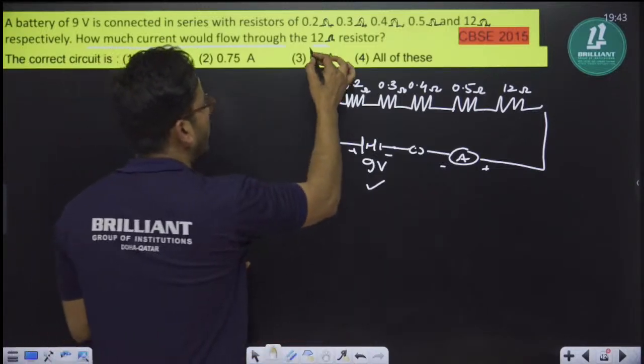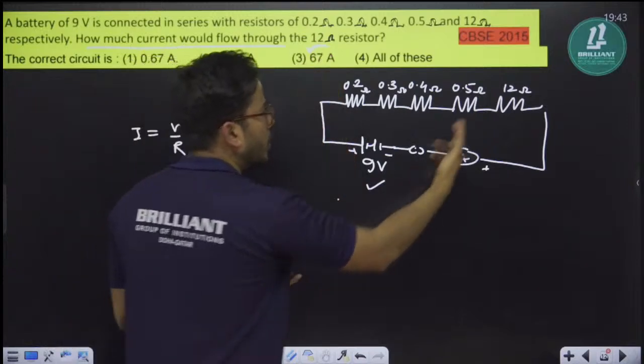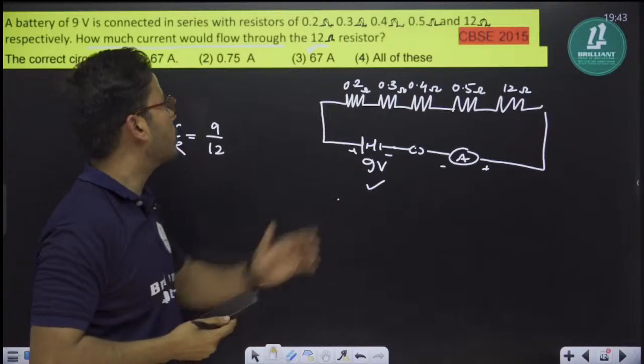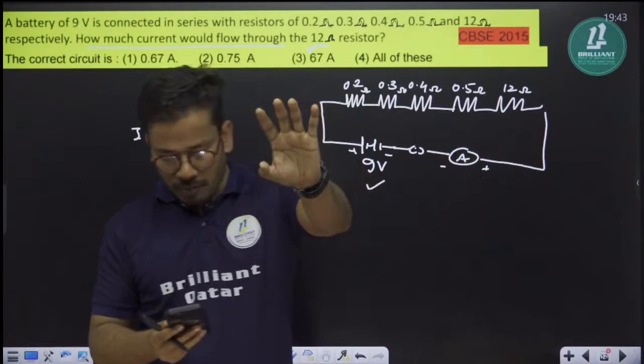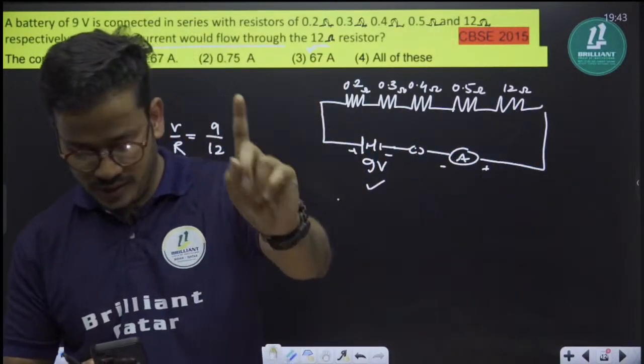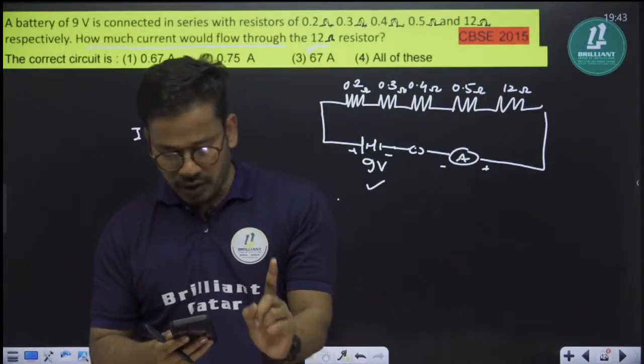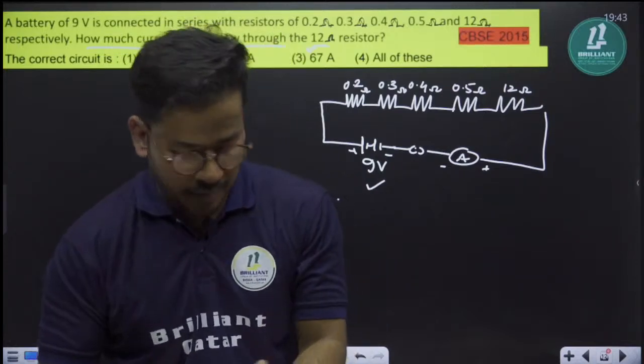See, the question is asked to find out the current in the 12 ohm resistor. So you're going to take 12 ohm like that and you will take 9 and solve it, because the question is asking for the current in 12 ohm. Guys, this is cold-blooded murder once again. You can't do like this. Why so? Because we know total current is going to remain the same in series.